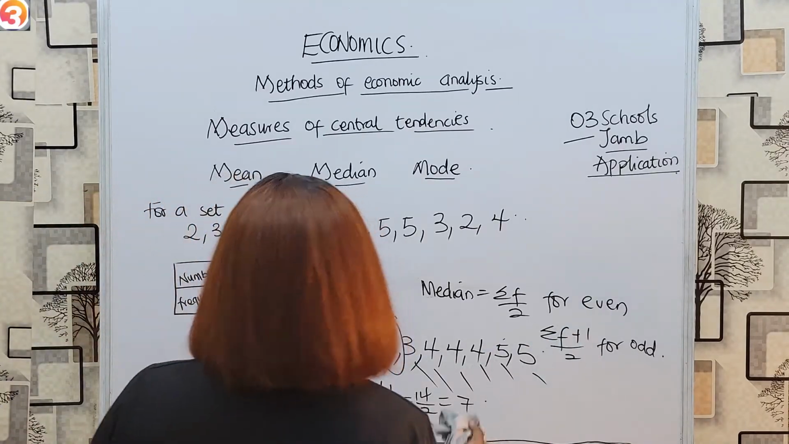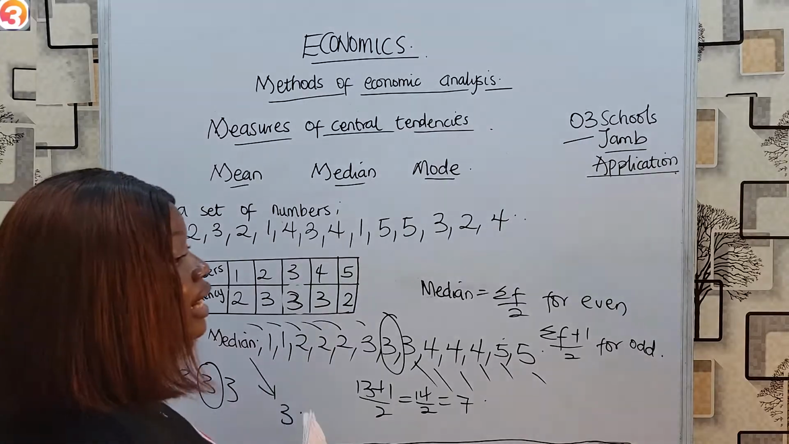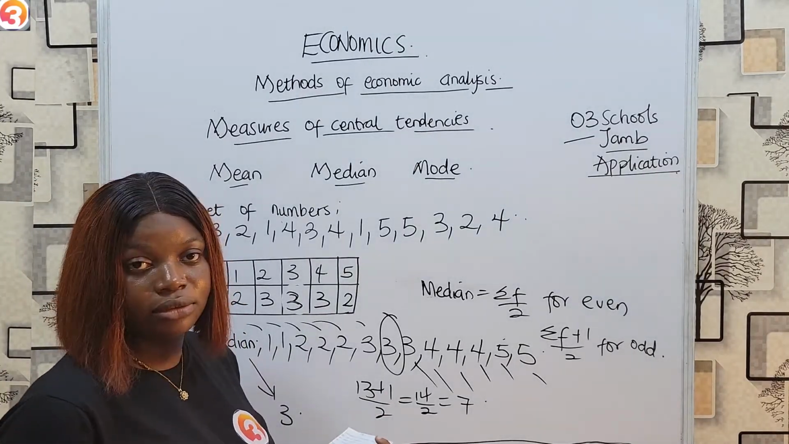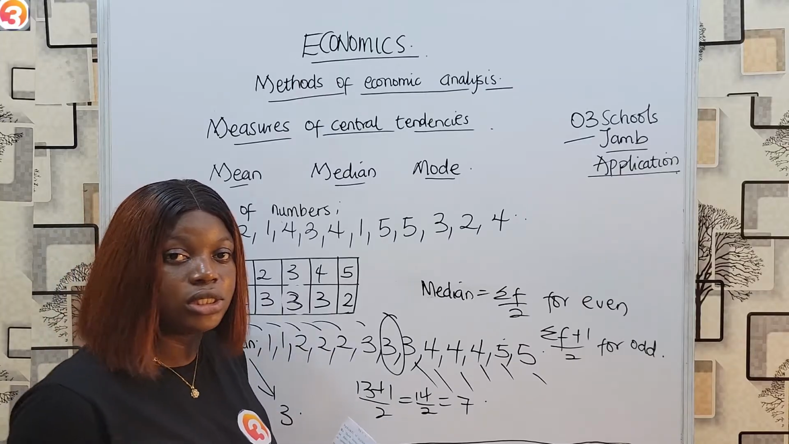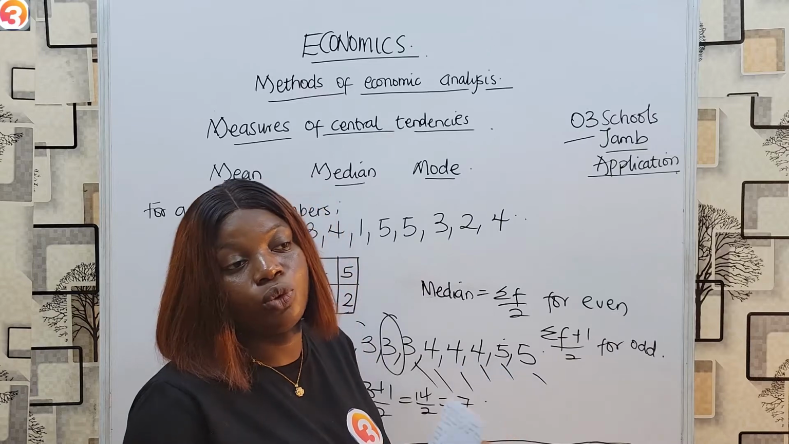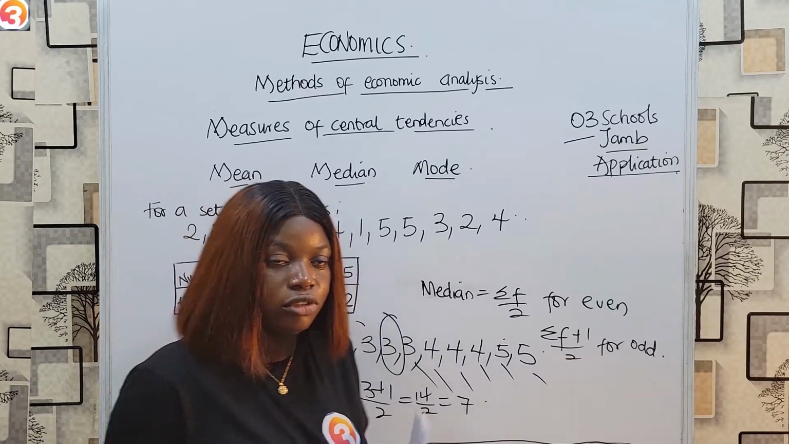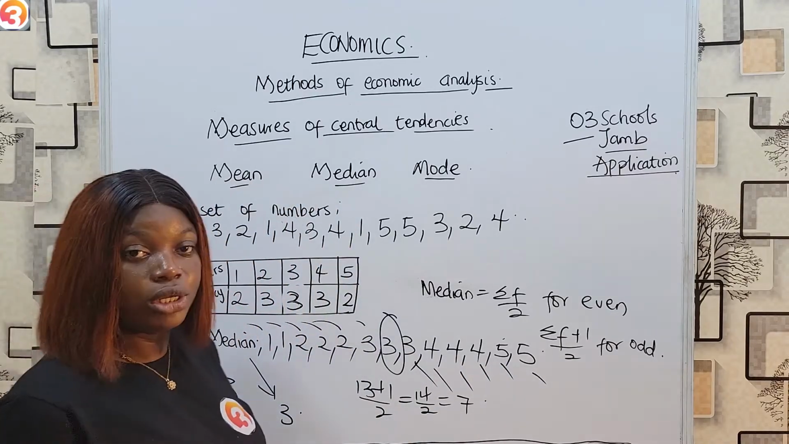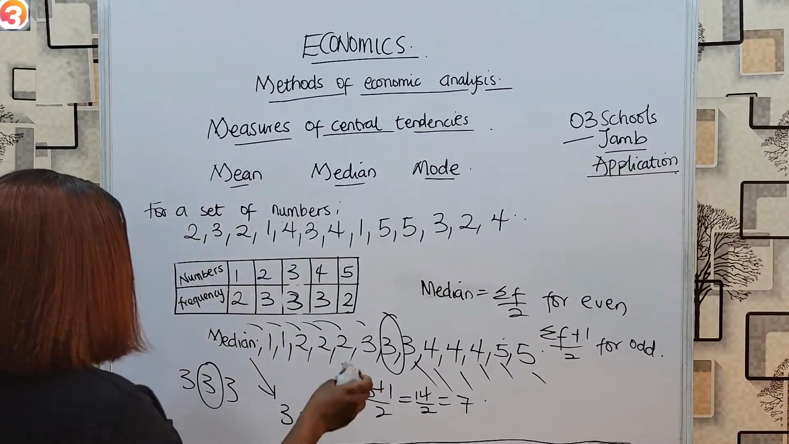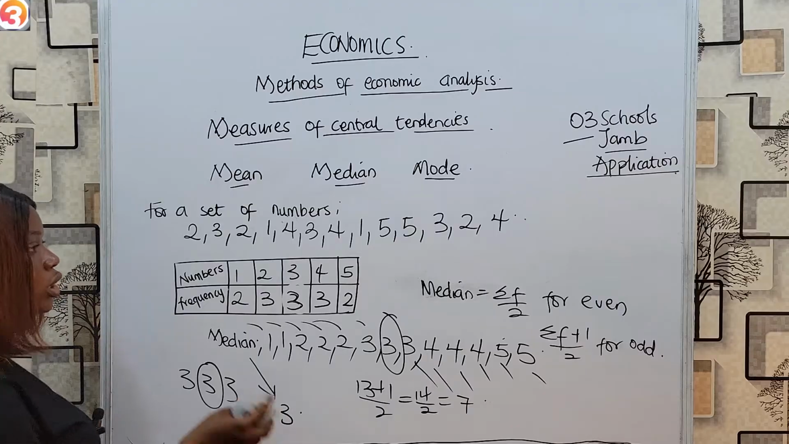Now let's look at the characteristics. The median is less sensitive than the mean. It doesn't require all the elements in a given data. It is unique in nature, and it is not exactly always present. Now the last aspect we'll be looking at is the mode.